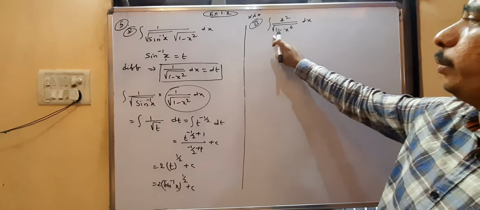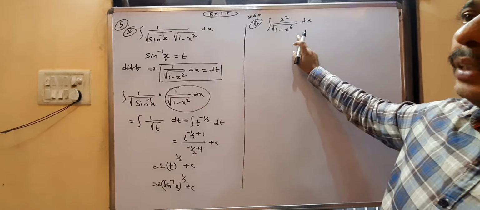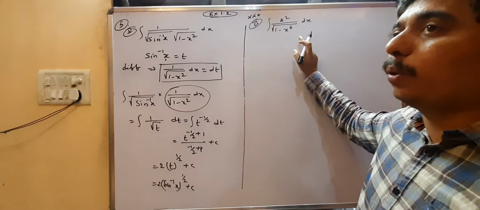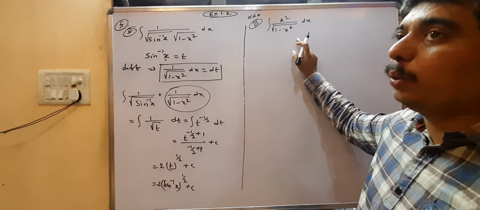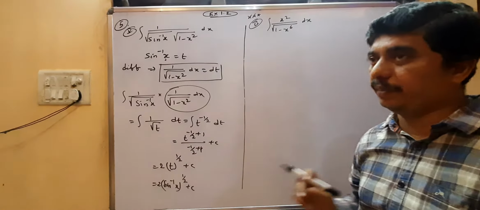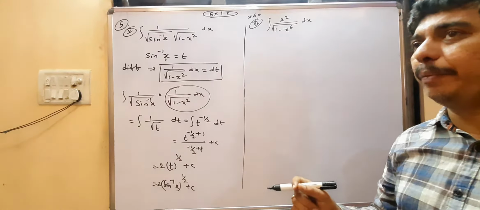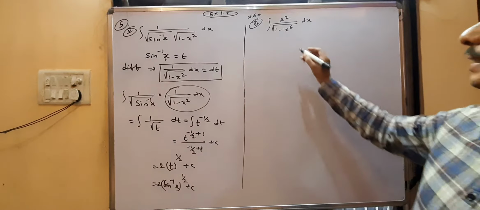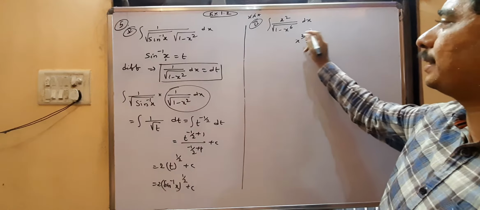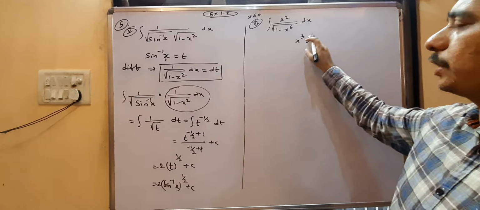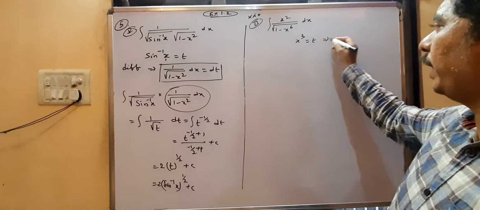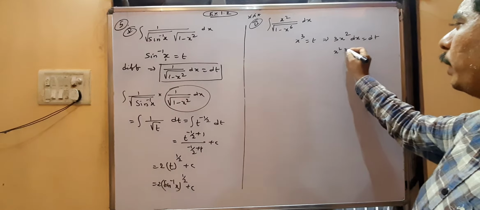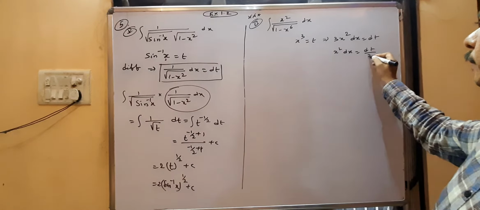See, x square by root of 1 minus x power 6. In the x power 6, what is half of the value? x cube. If we take x cube equal to t, since the numerator is second degree, and the derivative of the third degree is second degree, you have to convert by taking x cube equal to t. In the 6, half of the value is 3. So take x cube equal to t. You have to differentiate: 3x square dx equal to dt. Then x square dx equal to dt by 3.